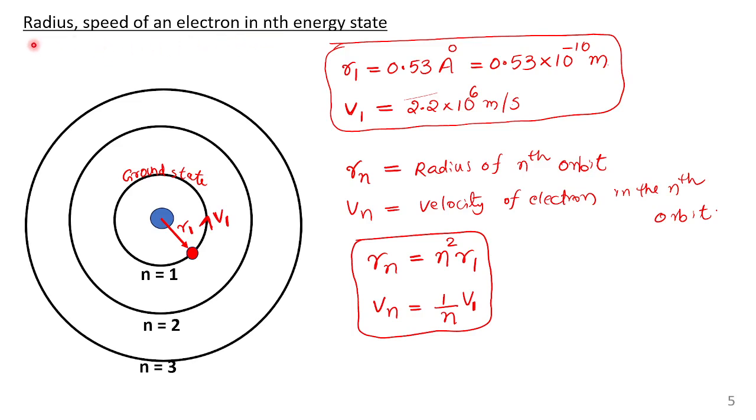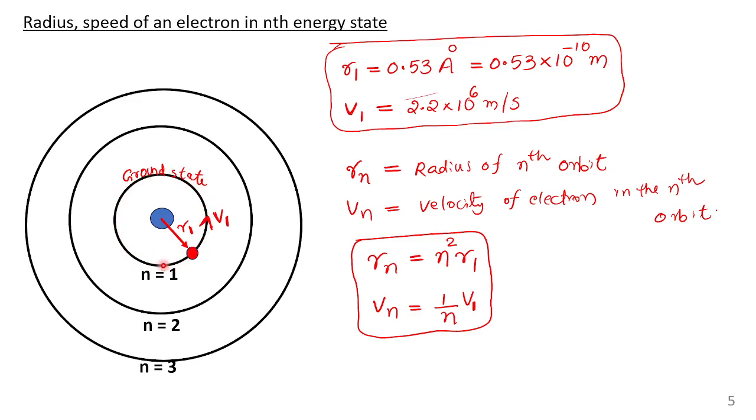Got it. Next is the radius and speed of an electron in the nth orbit, or nth energy state. You know that in the case of a hydrogen atom, there is a nucleus, and there are various energy states, n equal to 1, n equal to 2, n equal to 3, like that. The electron will be on one of the orbits at a given time. This is said to be the ground state, correct?